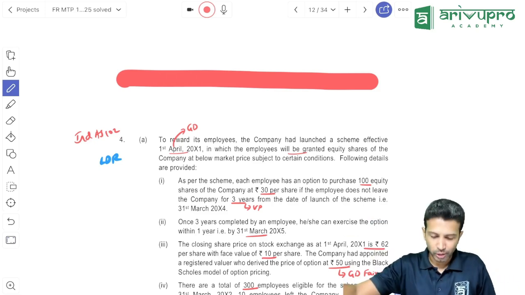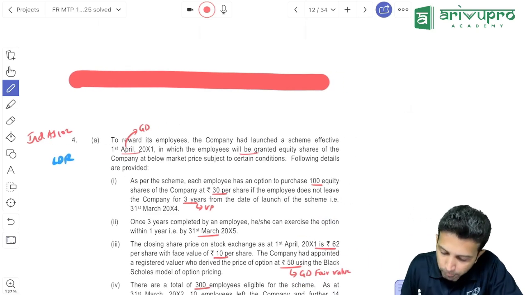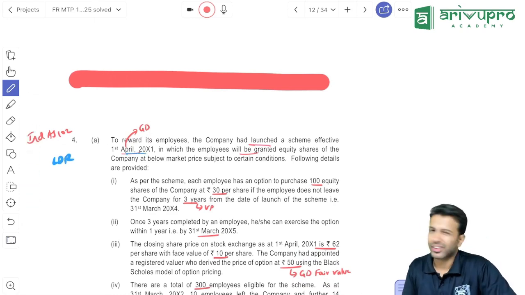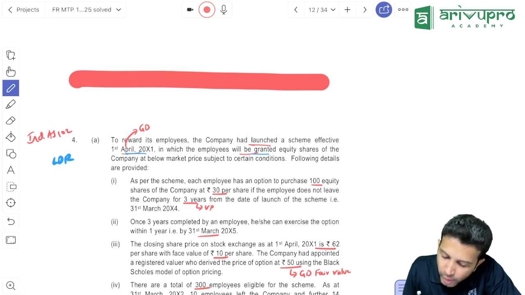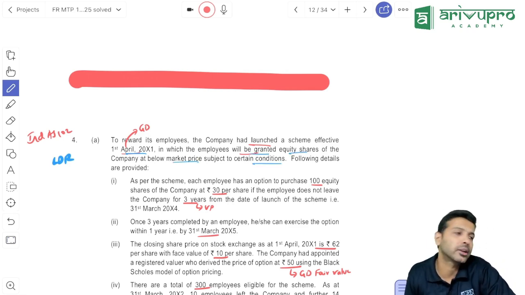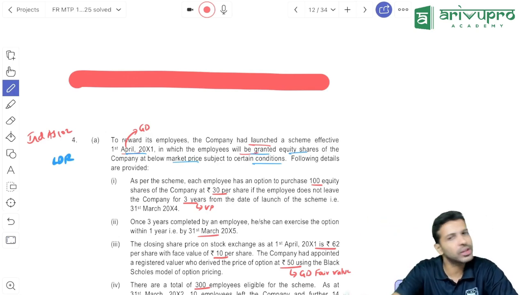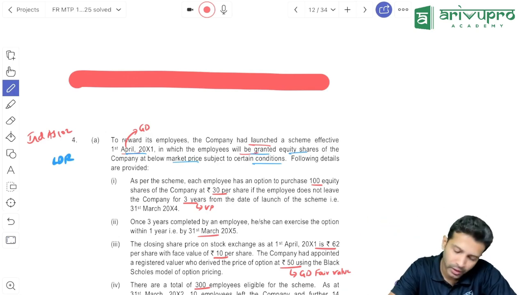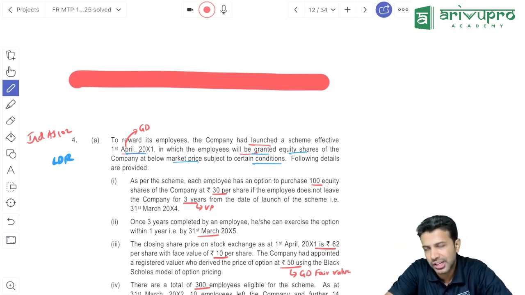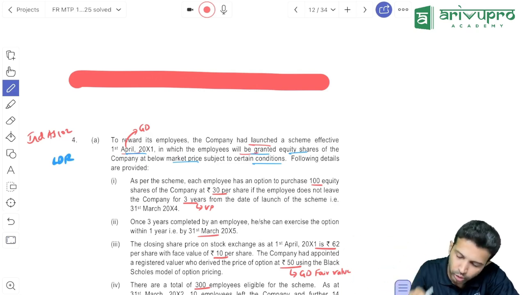We'll see what this is. To reward its employees, the company has launched a scheme on 1st April 20X1, probably the grant date, in which employees will be granted equity shares of the company at below market price subject to certain conditions. So we are giving equity shares to the employees, so it's an equity settled plan. But we are not giving these shares free of cost. Probably there are some conditions. What are those? Let's review.